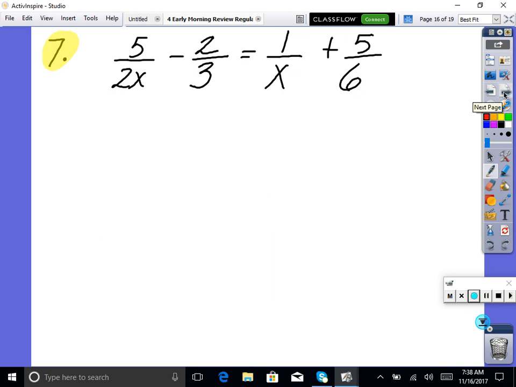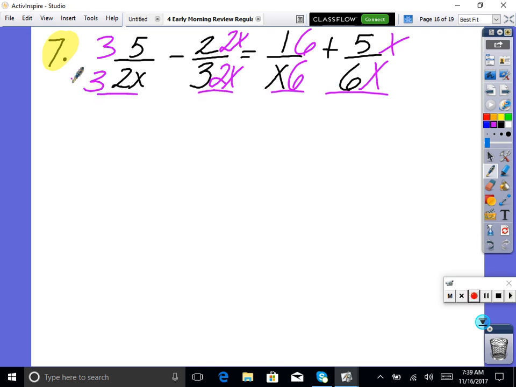This is pretty much my last example. Find a least common denominator. So wouldn't it be 6x? So you'd say I need to multiply this by 3, right? If we're making them 6x. This one would need to be multiplied by 2x. This one needs a 6, and this one needs an x. Look at your denominators. If they're really all 6x, we can then ignore them. Solve using the top. 15 minus 4x equals 1 times 6.